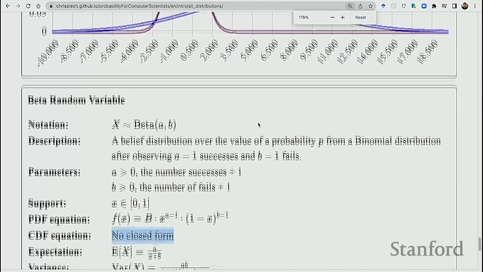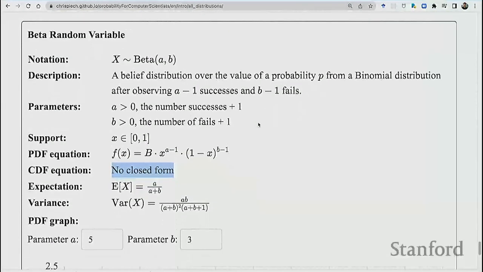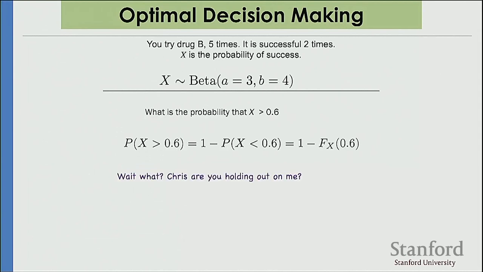If you look at our other continuous random variables, they often have this thing called a CDF. That's the probability the random variable is less than a value. And the beta doesn't have a closed form, a little bit like the normal distribution. Is the game over? No, the game's not over. We just have numerical approximators.